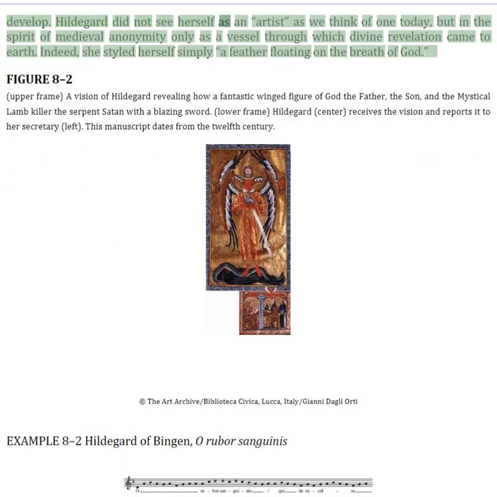Hildegard did not see herself as an artist as we think of one today, but in the spirit of medieval anonymity only as a vessel through which divine revelation came to earth. Indeed, she styled herself simply a feather floating on the breath of God.